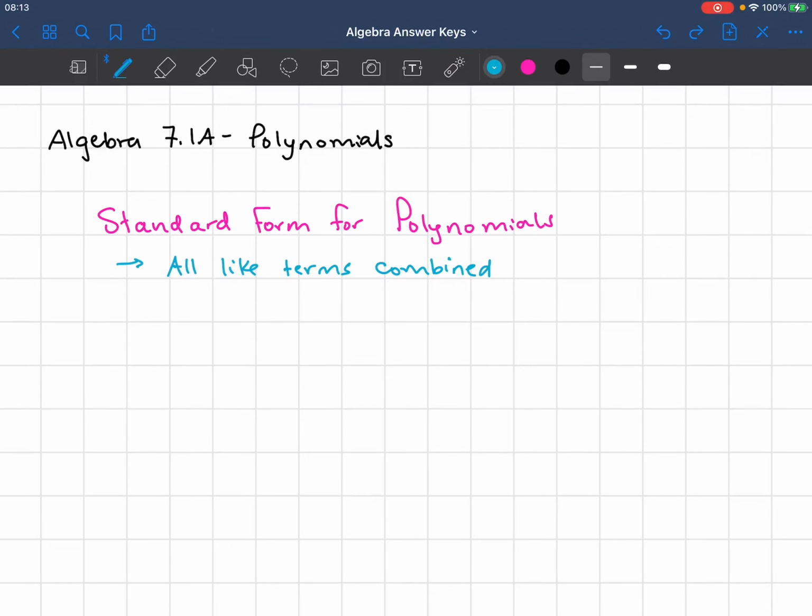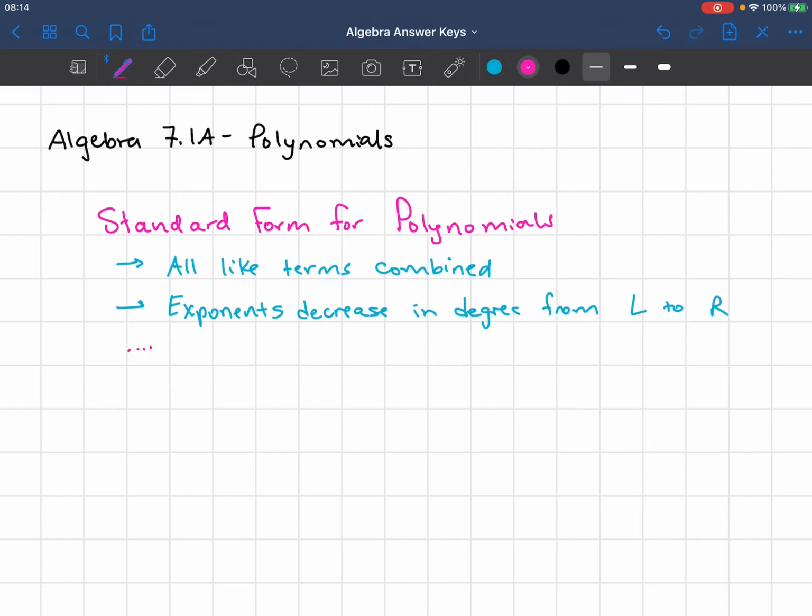You should also know how to write polynomials in standard form. This means there's a specific way of organizing polynomials that will be used in pretty much all math textbooks. We're going to start off with all like terms combined. So in a standard form polynomial, you make sure that you've combined all like terms. The second criteria for standard form is that the exponents decrease in degree from left to right. And we'll do an example of that in just a minute.